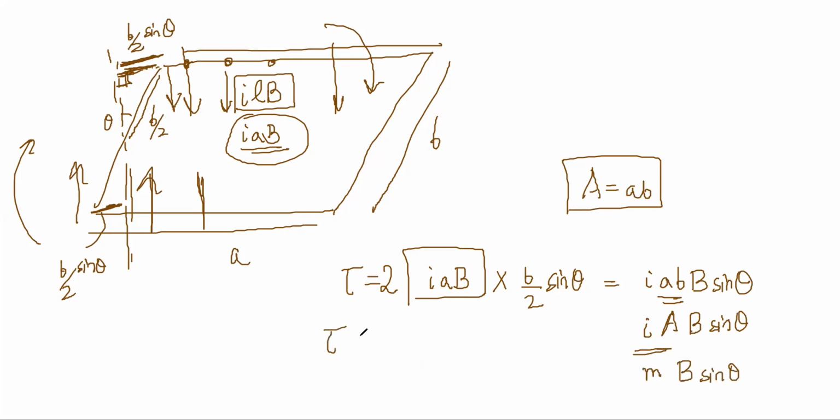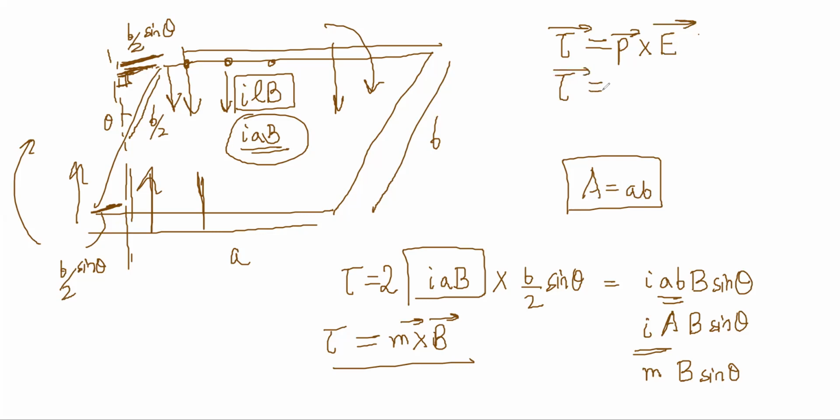And so now you can write torque as M cross B, right? Which is the same formula that came for dipole moment. It was P cross E, right? And now torque for magnetic loop is M cross B. So what we are doing when we are saying torque on a dipole, we are actually meaning a current loop. There is no other meaning of dipole other than a current loop.